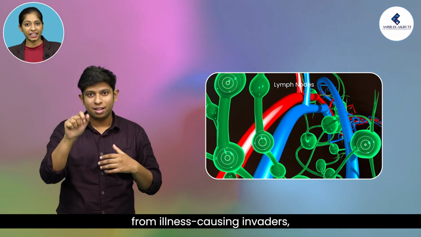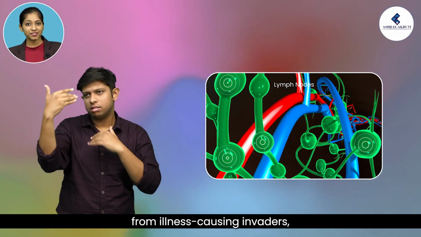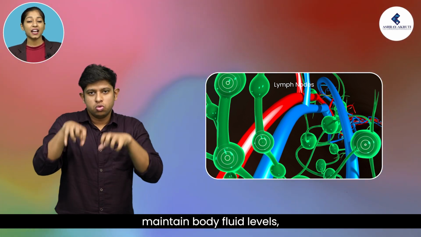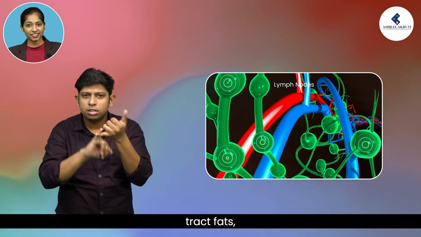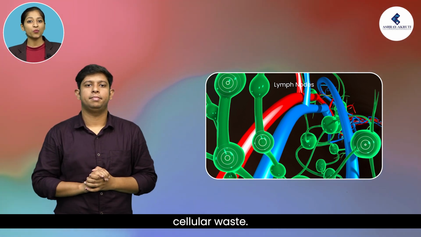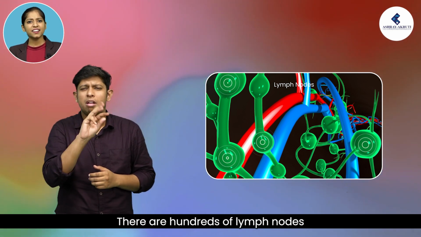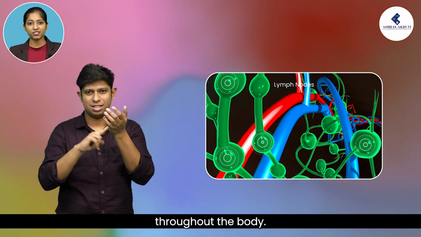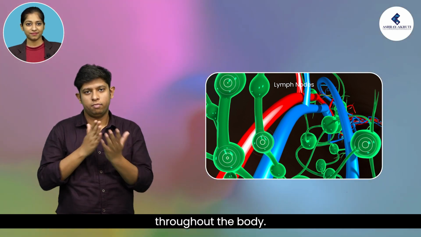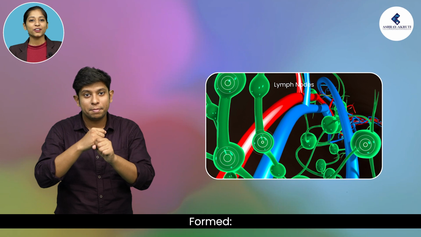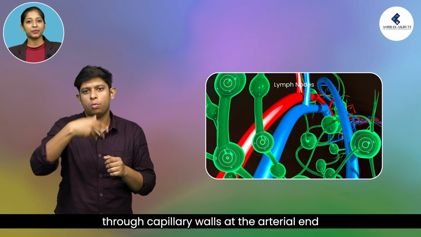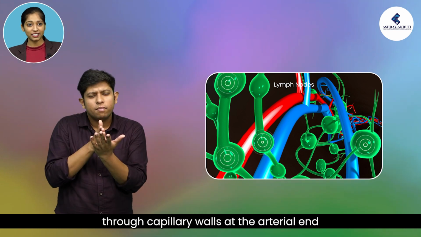Protect your body from illness causing invaders, maintain body fluid levels, absorb digestive tract fats, and remove cellular waste. There are hundreds of lymph nodes throughout the body. Lymph is formed from blood plasma as fluid passes through capillary walls at the arterial end.